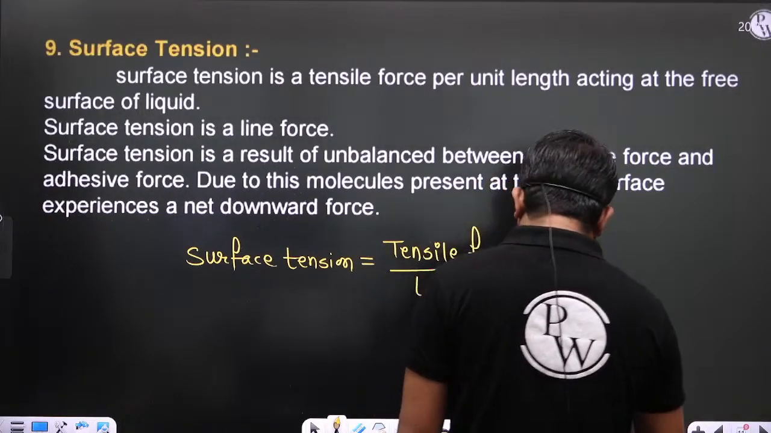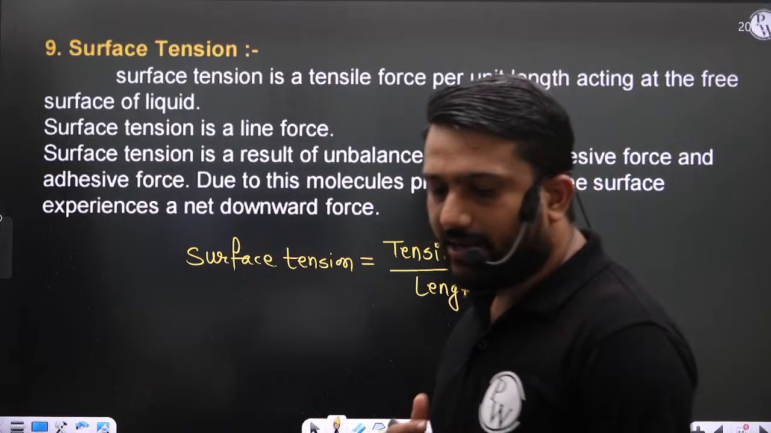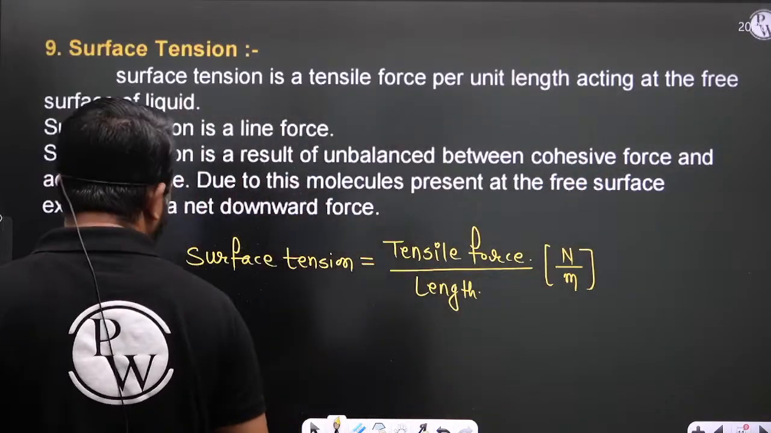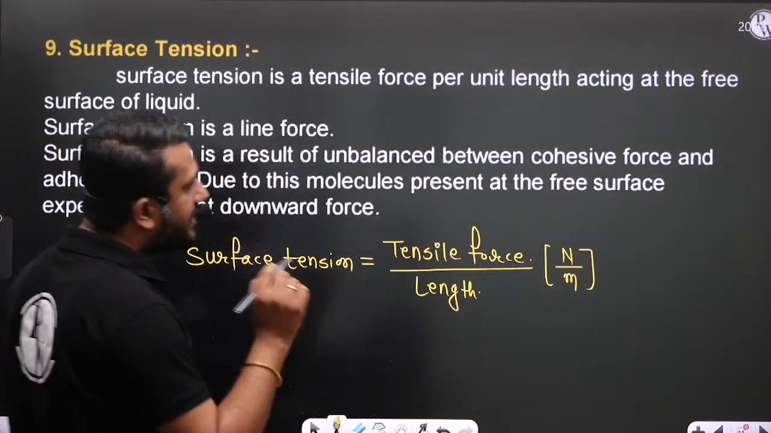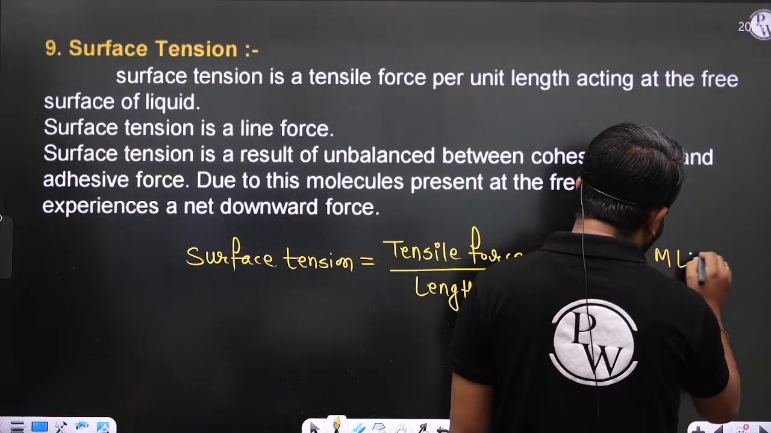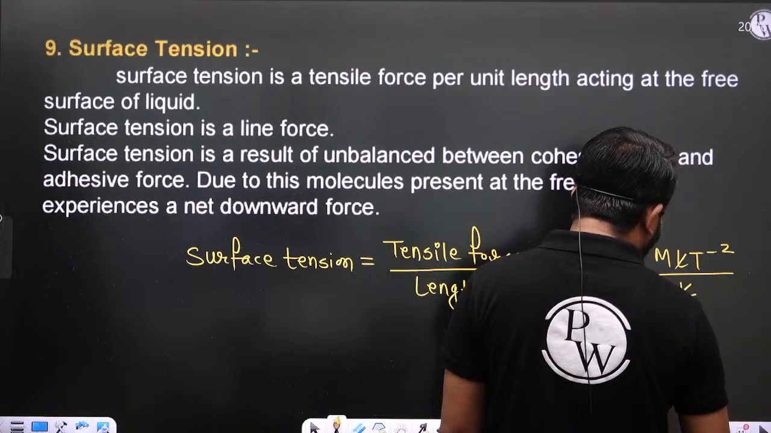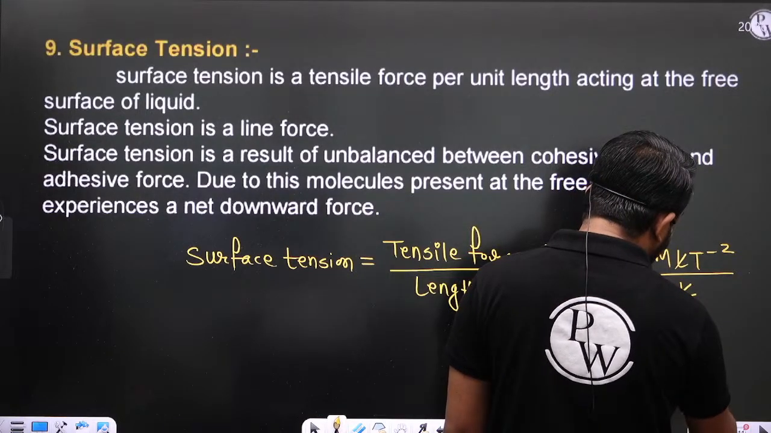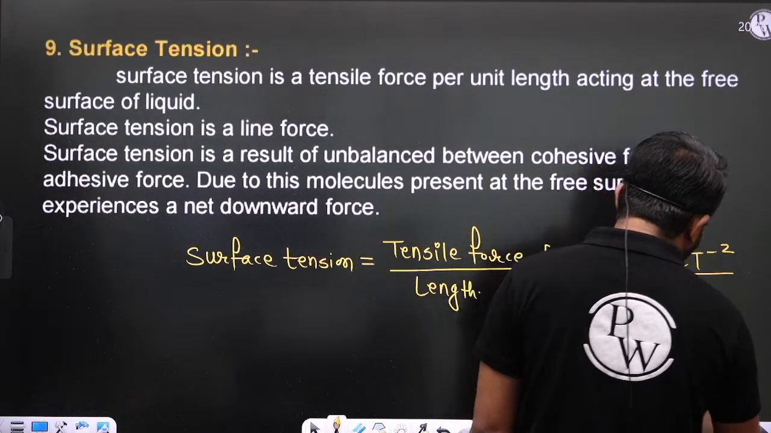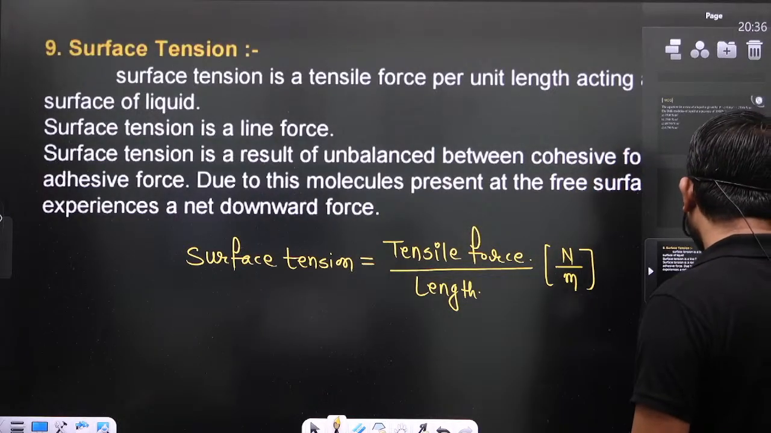Can you write it in terms of fundamental dimensions? Yes, we can. In terms of fundamental dimensions, this is M L T minus 2 divided by L. So L and L cancel out. So this is M T minus 2. This is the surface tension in terms of fundamental dimensions.